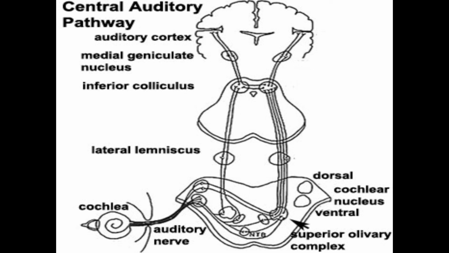In the midbrain, from the inferior colliculus arises the fourth order neuron, which terminates at the medial geniculate nucleus of the thalamus. From the medial geniculate body of the thalamus arises the fifth order neuron, which projects on to the primary auditory cortex.